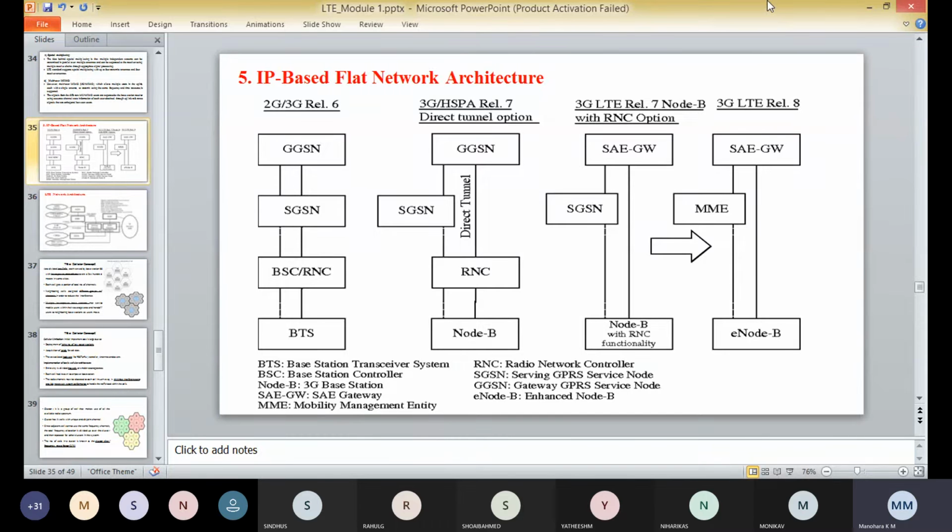So it should be noted that although LTE has been designed for IP services with a flat architecture, due to backwards compatibility reasons certain legacy and non-IP aspects of the 3GPP architecture, such as the GPRS tunneling protocol and PDCP, that is Packet Data Convergence Protocol, still exist within the LTE network architecture. So this is about the IP-based flat architecture.